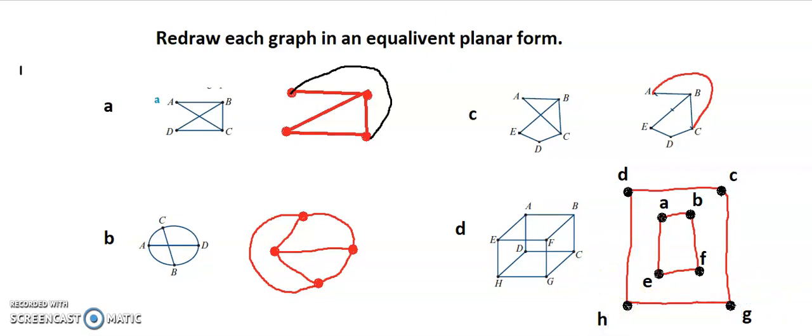Now, the only edges I haven't put in are the ones that are connecting the bottom of my shape and the top. So I've got an edge from A to D, an edge from B to C, an edge from F to G, and an edge from E to H. And there we have it. We have our equivalent isomorphic planar graph.